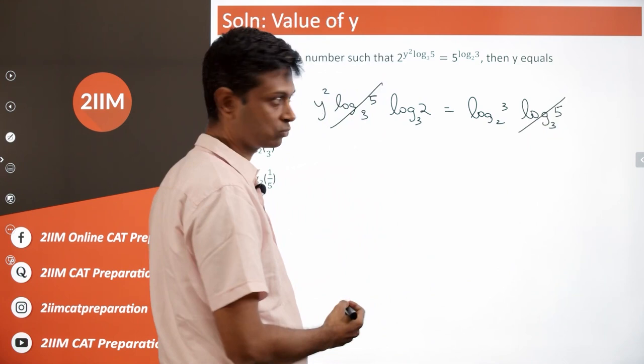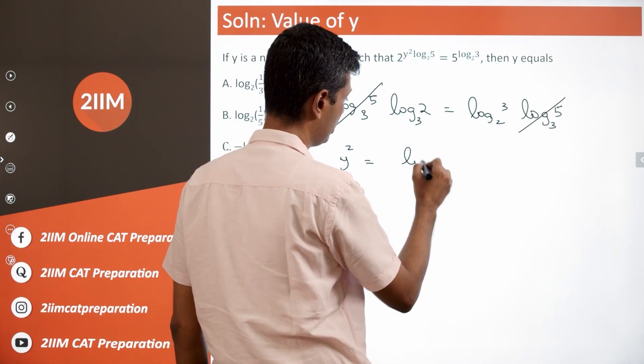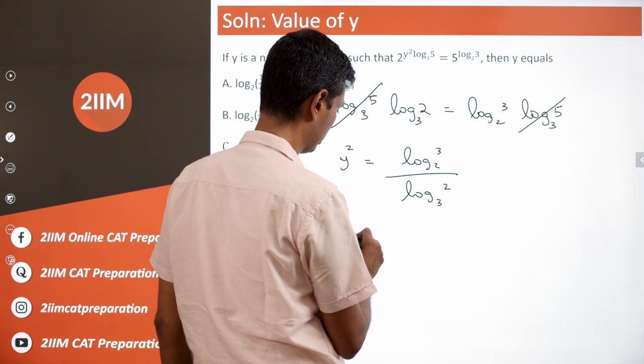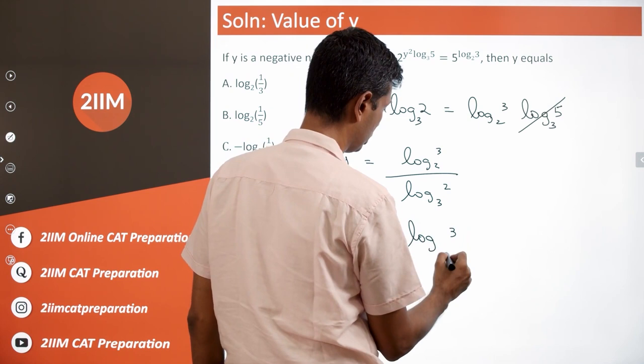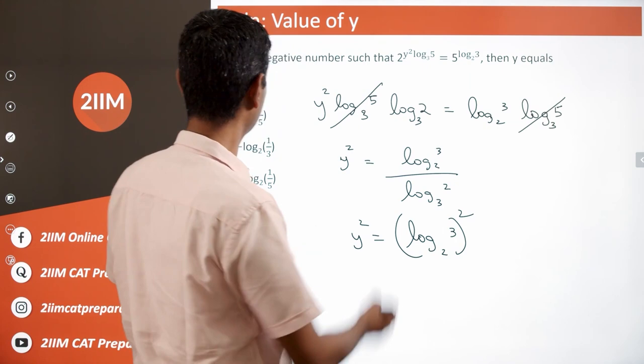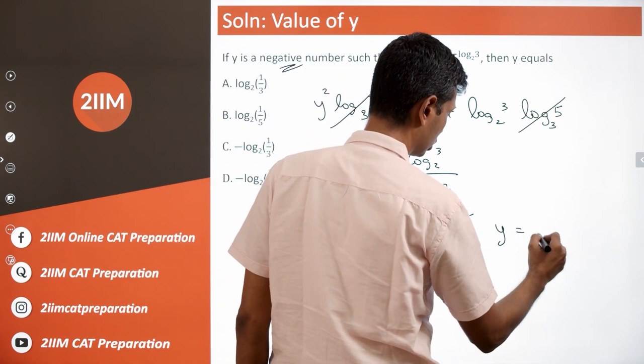If we do that, then this log 5 to the base 3, this log 5 to the base 3, these two get cancelled. So we have y square here equal to log 3 to the base 2 by log 2 to the base 3. Log 2 to the base 3 is 1 by log 3 to the base 2. So this is nothing but y square equals log 3 to the base 2 whole square. Or y should be log 3 to the base 2. But the problem here is we know y is negative. It's been given very clearly that y is negative. So y is not log 3 to the base 2.